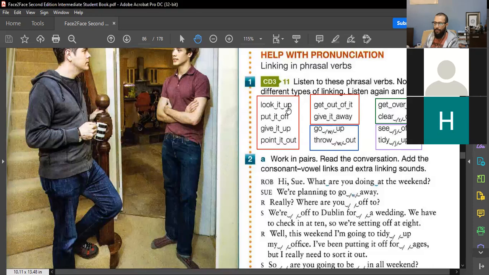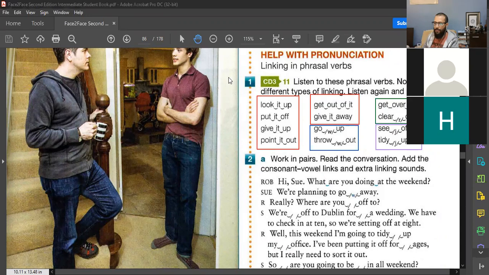Look it up. Put it off. Give it up. Point it out. Get out of it. Give it away. Go up. Throw out. Get over it. Clear out. See off. Tidy up.